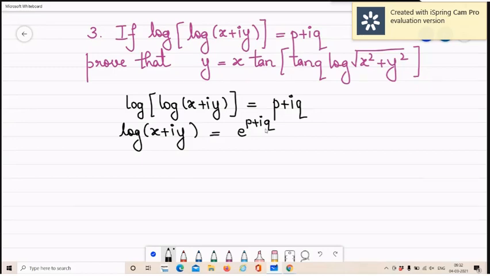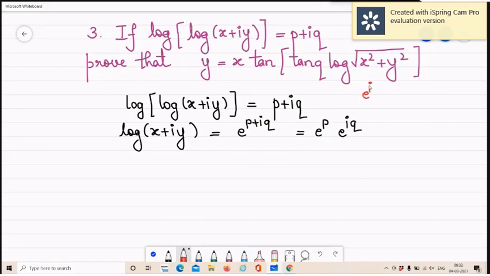Because just now we did that concept. We can, so 2 logs are there. So 1 log I gave to the exponential. And what will happen by indices now? This will be e raised to p, and this will be e raised to iq. Is that clear? Yes, ma'am.